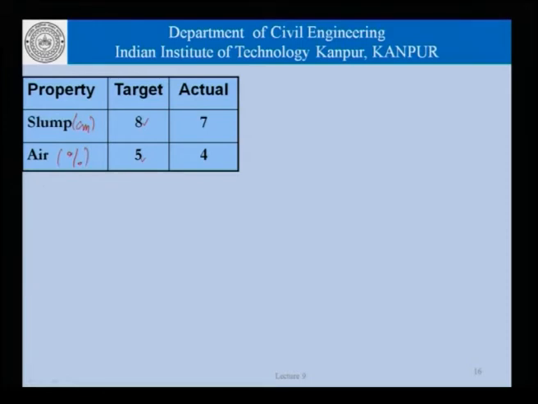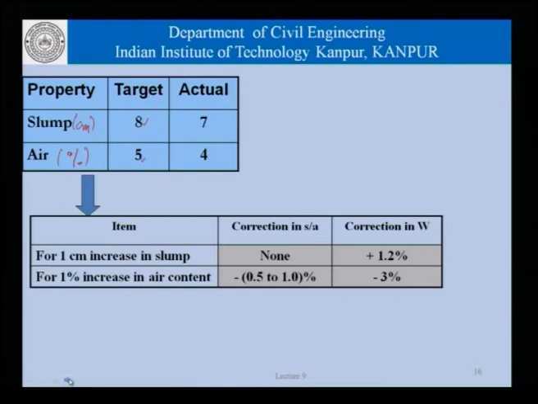Then we wanted 8 and 5, we got 7 and 4, and therefore, what we need to do is increase the slump by 1 centimeter and increase the air content by 1%. S by A we do not need to correct here, but for air content, we need to do something with the S by A, which is reducing it a little bit. As far as correction in water is concerned, slump alone dictates that we increase it by 1.2%, air content increase demands that we reduce it by 3%.